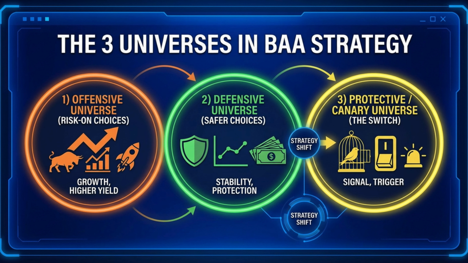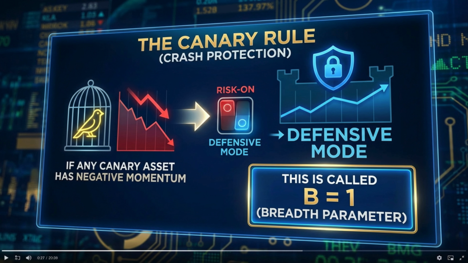BAA separates assets into three groups. One group is for taking risk, the offensive set. One group is for playing defense, the defensive set. And one small group acts as the trigger, the protective or canary set, which decides whether you're in offensive mode or defensive mode. Here's the heart of the strategy.